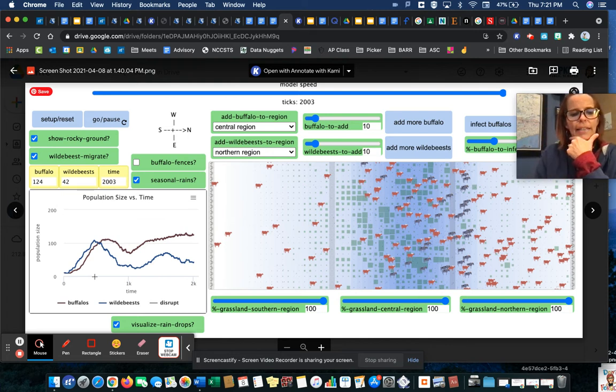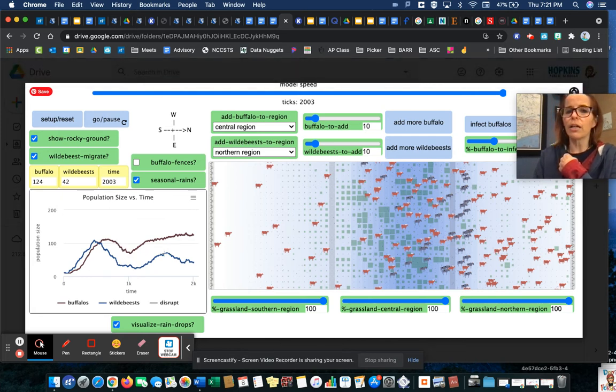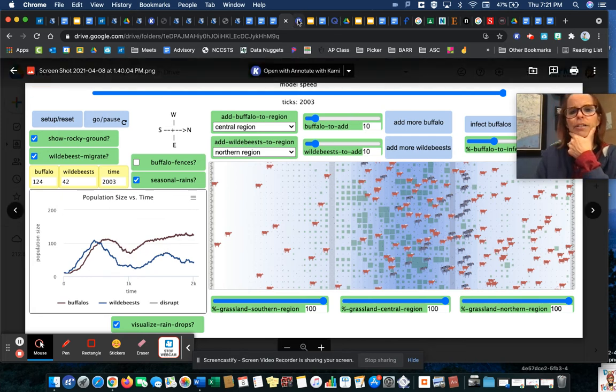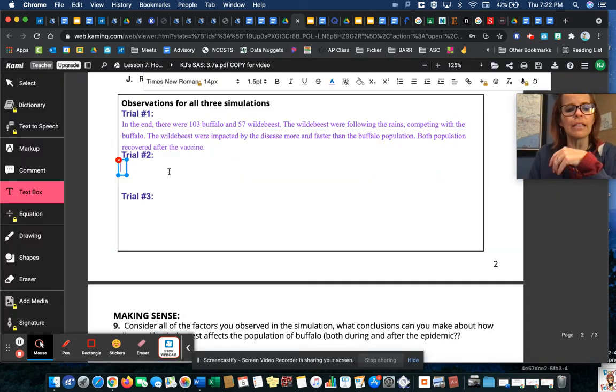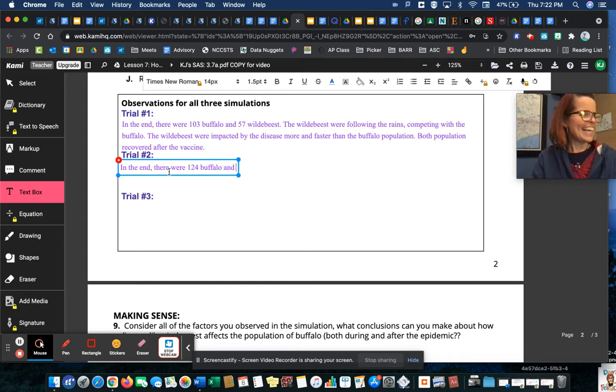Look again at time 500. That's when we introduced the disease. So we see the wildebeest population just crashing. The buffalo population went down. But then at time 1000, both populations recovered again. So we're seeing similar things, so we can make some similar comments. So in the end, there were, I got to look at my notes, 124 buffalo and 42 wildebeest.